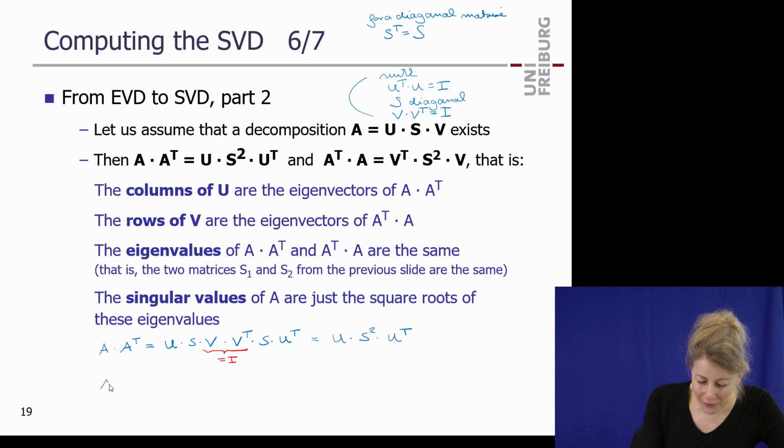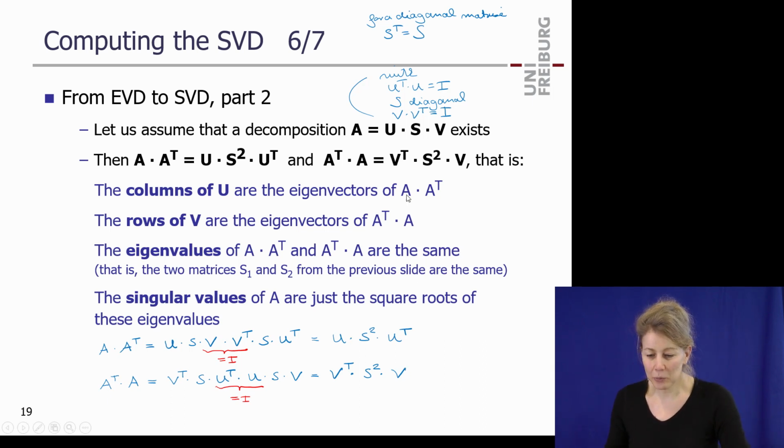Let's also do it the other way around because it's so nice. Of course, you have to be careful that what you're writing down is actually true. Now we are writing the transpose, which is Vt times S times Ut times A, which is U times S times V. Here we have exactly what we need: this is now the identity, which means in the product we can drop it, and this is now Vt times S square times V.